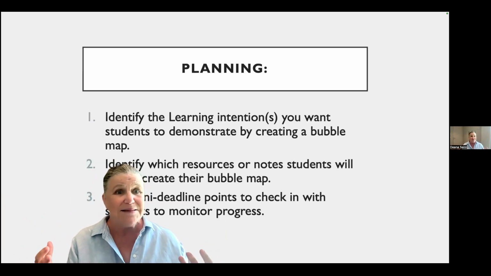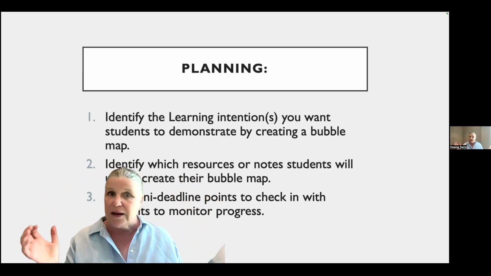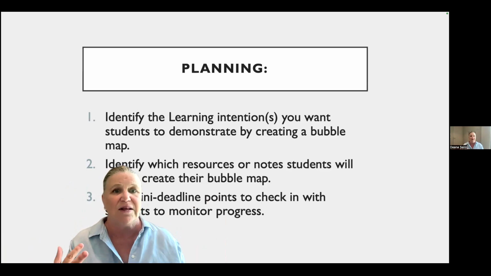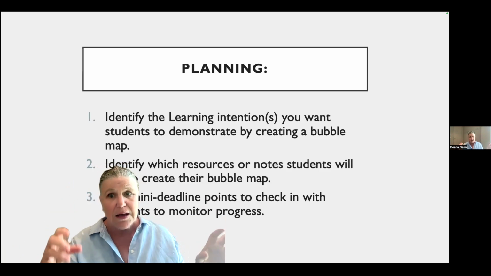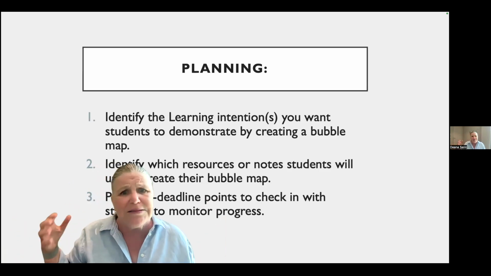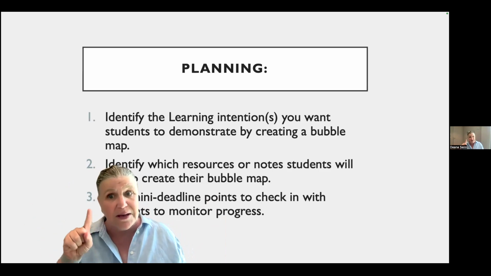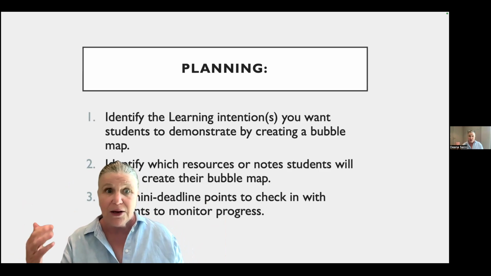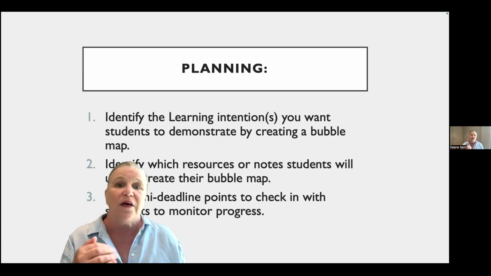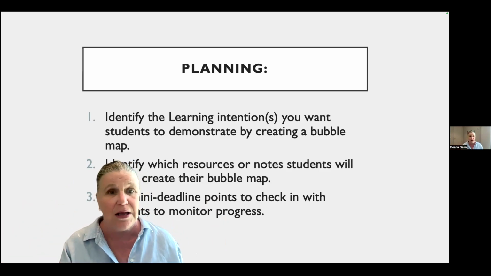Along with directions for students, let's think out, what does planning entail? Planning with a blank page in mind doesn't actually have any more details, any more steps than a regular bubble map does, right? You need to identify the learning intentions. You need to identify the resources or notes that students will use in order to complete their bubble map. We don't want this all straight from their head because we're not asking kids to memorize, we're asking kids to analyze, and that's a big difference. And then the third step is, how do you provide some mini deadlines so you can check in with them along the way to make sure that they're on the right track, that they're getting any support they need. Maybe you need to point out another resource.